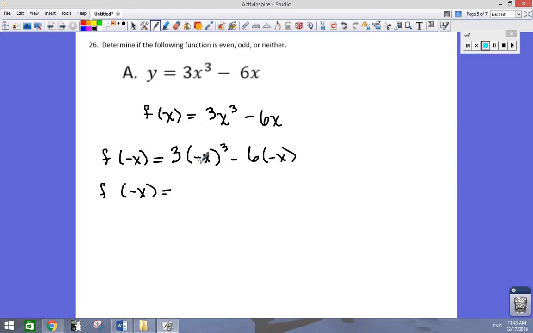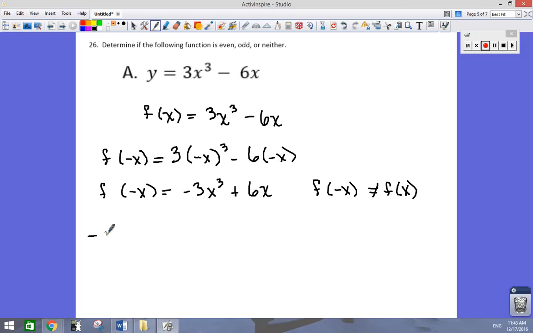If I have a negative base raised to an odd power, it's going to be negative. I can see that this is not equal to the original. So therefore I know it's not even. Had this been equal to the original function, it would have been an even function. We could stop right there.